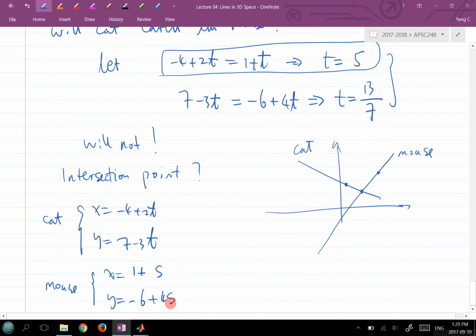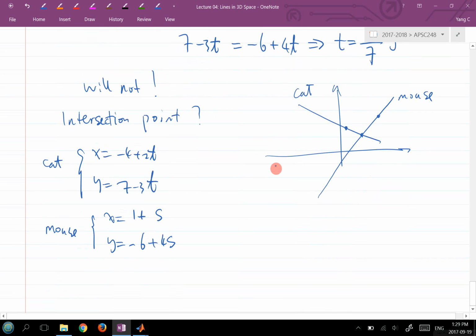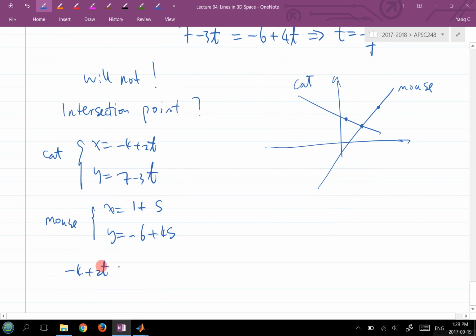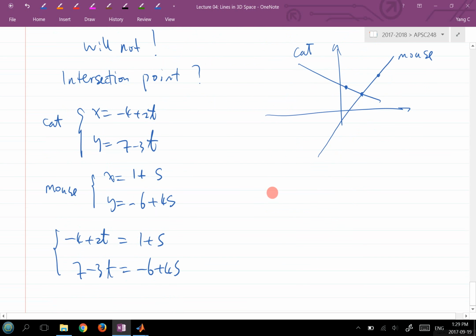So this is basically, forget about the moving points, right? Forget the moving point. Just think of 2 parametric equations for 2 lines, and then asking for intersection points. So this time you let -4 plus 2t equal to 1 plus s. The other one, 7 minus 3t equal to -6 plus 4s. So 2 equations, 2 unknowns. Now you can solve for t and s. So you get t equal to 3, and s equal to 1.